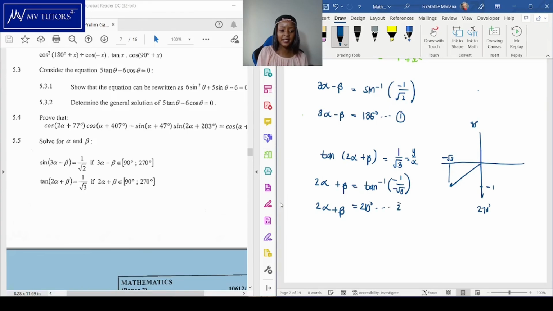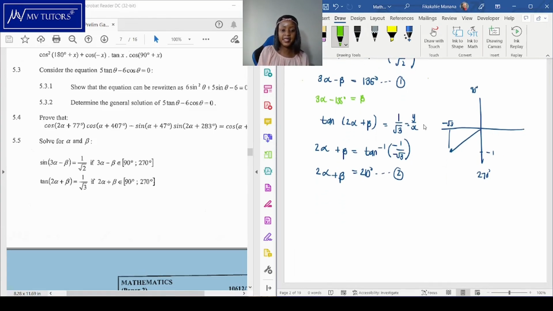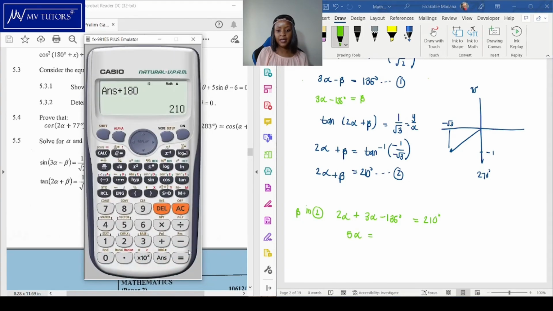So now this is my second equation. With my first equation, I am just going to write everything in terms of beta. If I take beta to this side, it will be positive. Then I have 3 alpha minus 135. So then I have beta there. So basically, I will substitute beta into equation 2. So I have 2 alpha plus beta, so I'll say plus 3 alpha minus 135 degrees, and that is equal to 210. So 2 alpha plus 3 alpha, that's 5 alpha. If I take 210 and I add 135, I get 345.